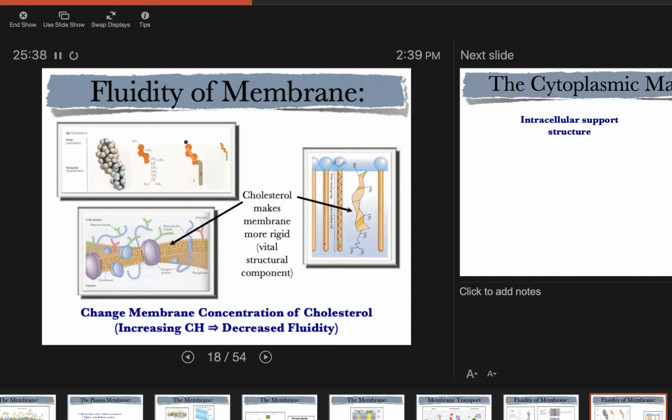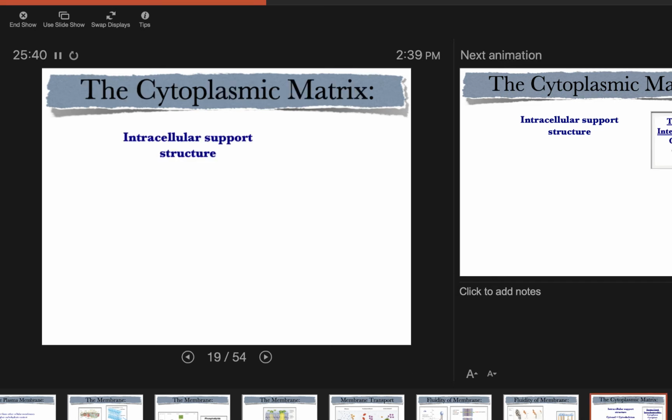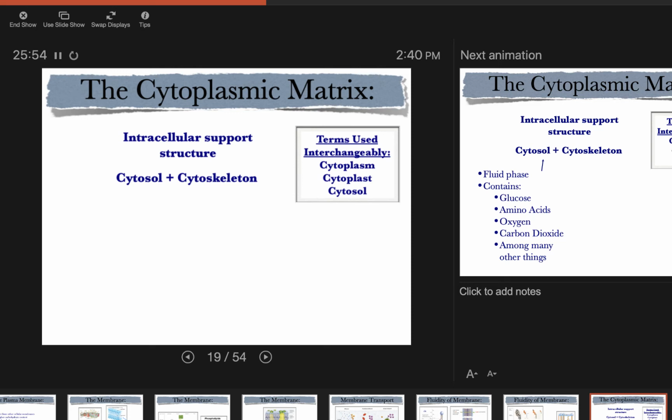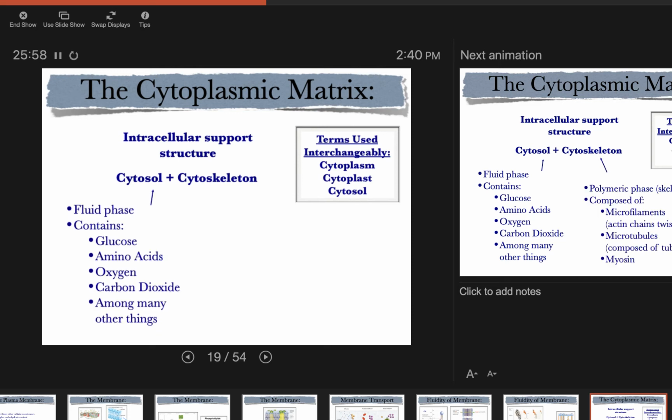All right, done with the membrane. Let's move inward into the cytosol, also known as the cytoplasm, the cytoplast. I'm fine with those interchangeably. I'll almost always say cytosol, probably because it's shorter. So inside the cells, we have the cytosol, and we also have a cytoskeleton. Those combined equal the cytoplasmic matrix.